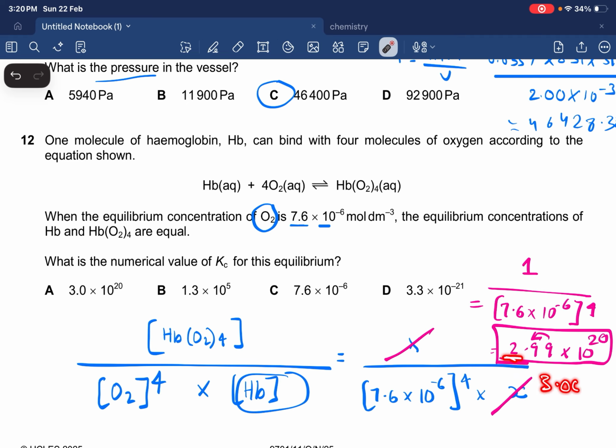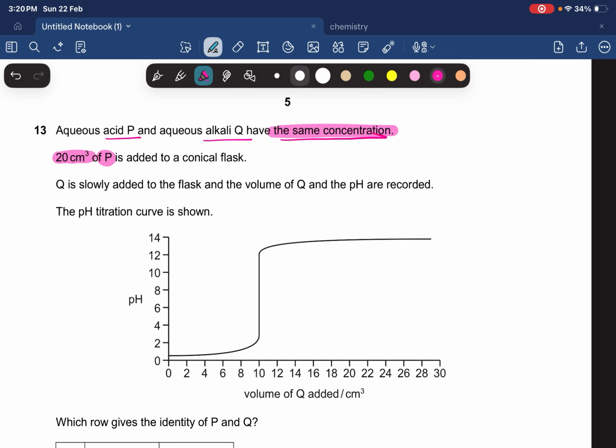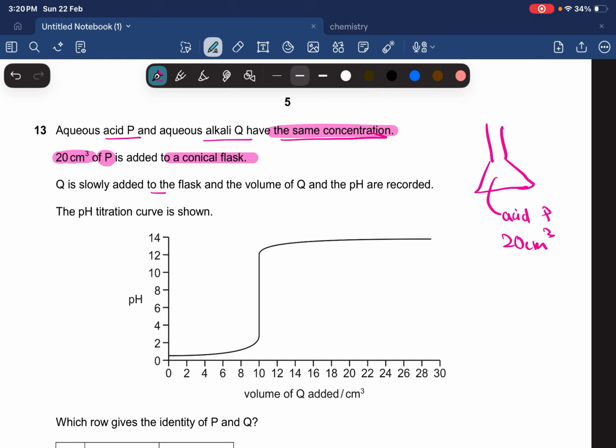Now we have a pH curve. The aqueous acid P and aqueous alkali Q have the same concentration. 20 cm³ of P is added to the conical flask. So that is my flask. I have added 20 cm³ of acid P to the flask. Q is slowly added to the flask. The volume of Q and pH are recorded.